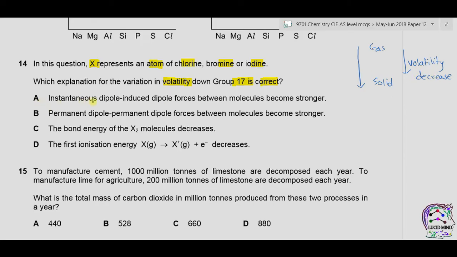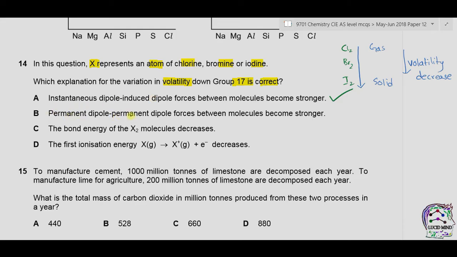A. We have instantaneous dipole, induced dipole forces between molecules become stronger. This is a true statement because the instantaneous dipole and induced dipole forces depend on the size of atom. So as we can see, from chlorine to bromine to iodine, the size of molecule increases, so therefore these forces will also increase, and because of these forces the state will become from gas to liquid and liquid to solid.